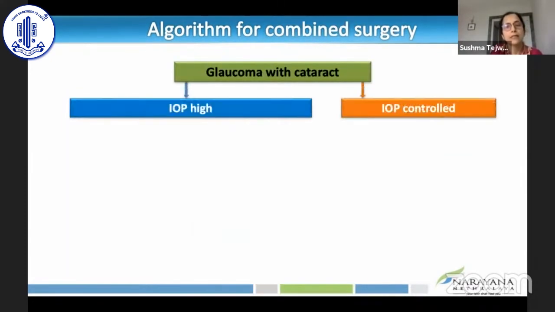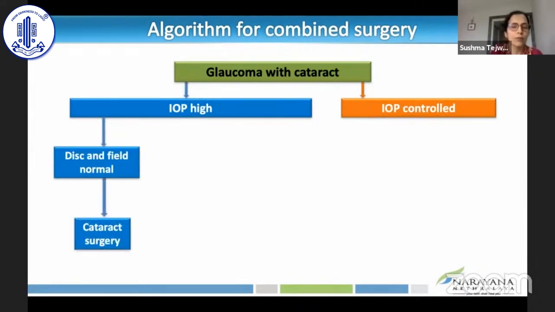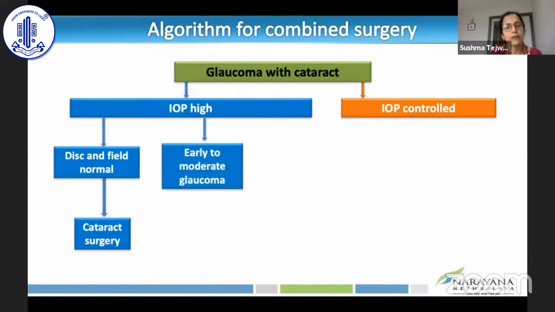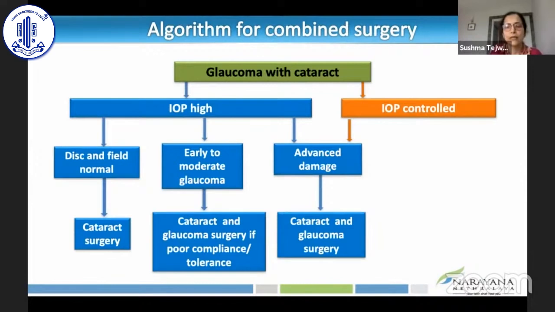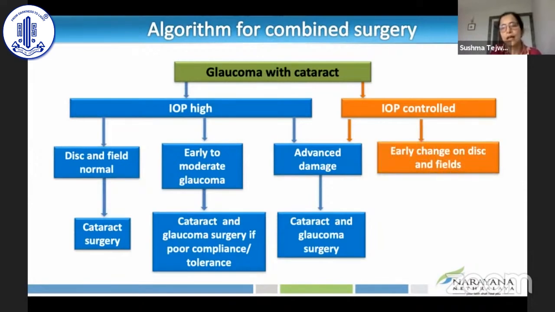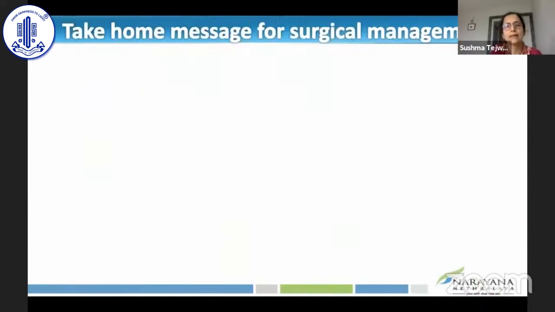Well, combined surgery, that is glaucoma with cataract. If the IOP is high and the disc and field are normal, you do only cataract surgery. However, if there is early to moderate glaucoma and there is poor compliance or poor tolerance to the medication, you go ahead with a combined surgery. And if there is advanced damage, you prefer to do cataract and glaucoma surgery together. If the IOP is well controlled and you see early changes, you can do only cataract surgery.